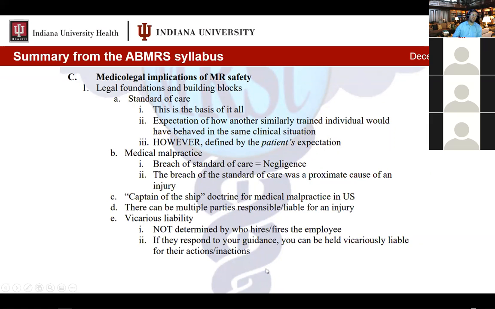That's it for the ABMRS syllabus and what they recommend we know about medical legal implications. Again, as I mentioned, I've reviewed a number of example tests that you can purchase from different organizations out there that prepare folks for MRSO and MRMD safety training. I couldn't find any questions related to medical legal implications. So I think this is something the ABMRS feels we all need to be familiar with, but maybe is not putting a big emphasis on in testing.